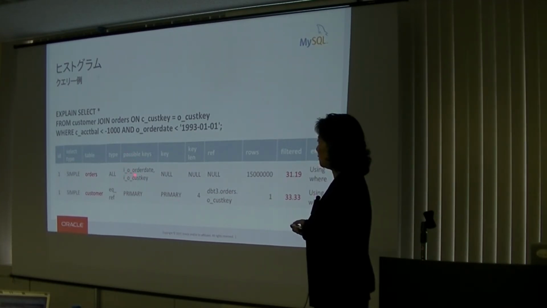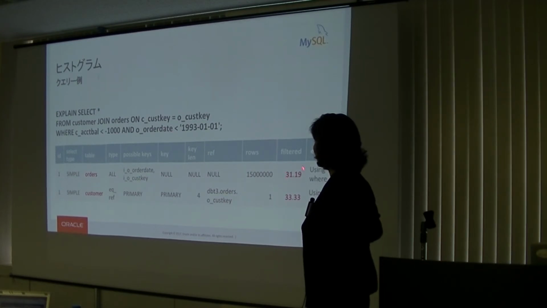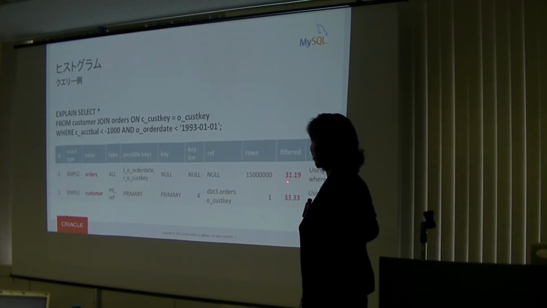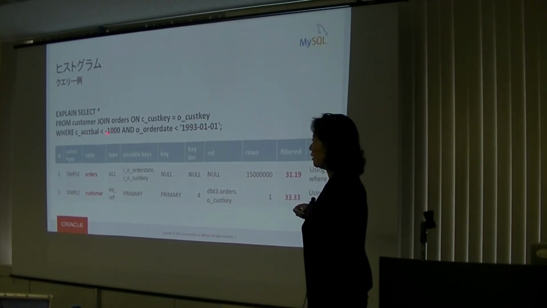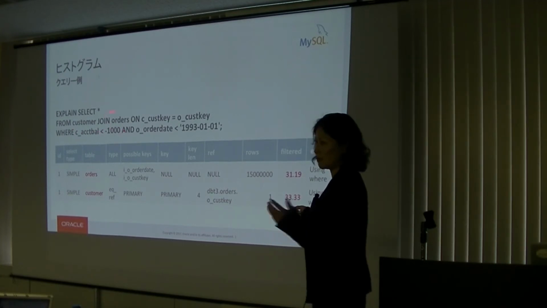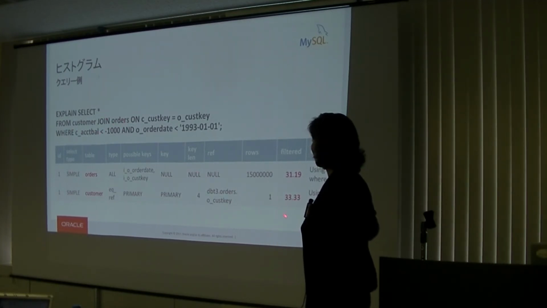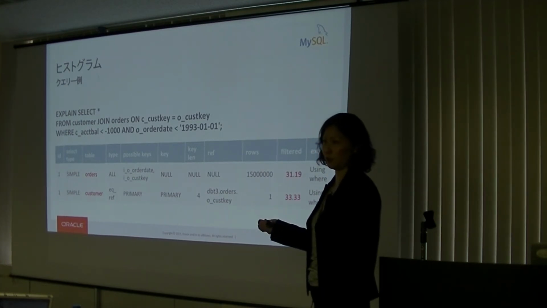Possibly keys means order date. So this column has an index on it. This means the optimizer has distribution data on this order date, and it estimates 31% will fulfill this condition. On account balance, there is no index, so the optimizer doesn't know anything. Then it assumes it's uniformly distributed.